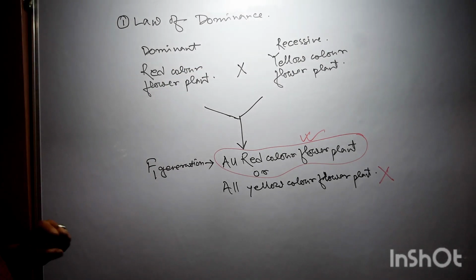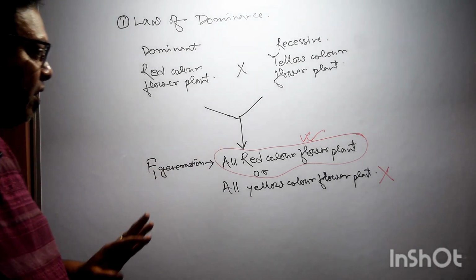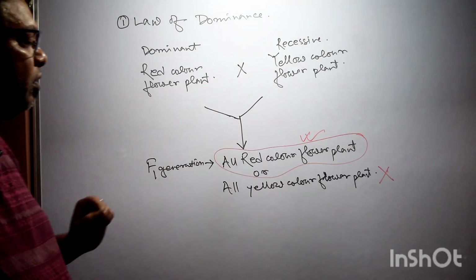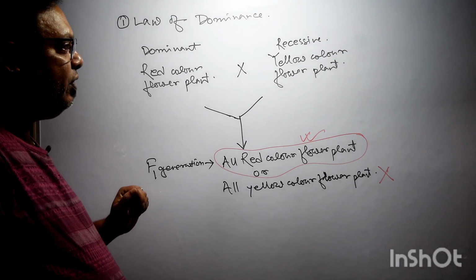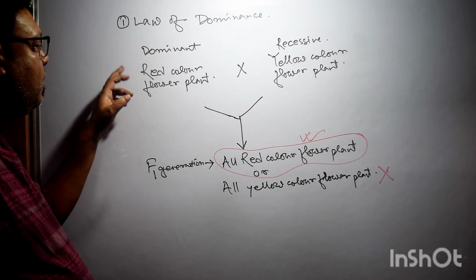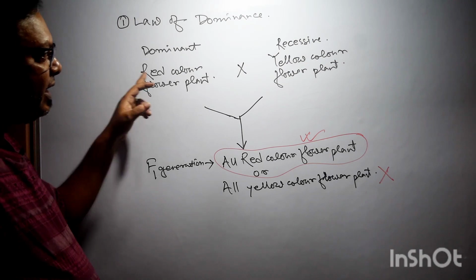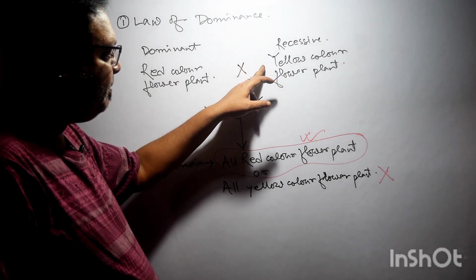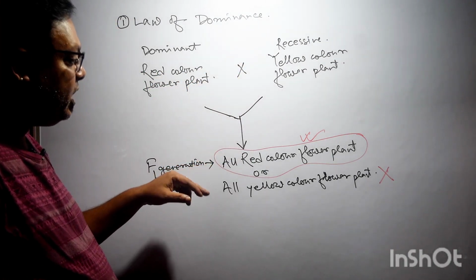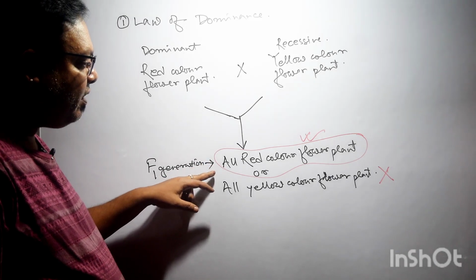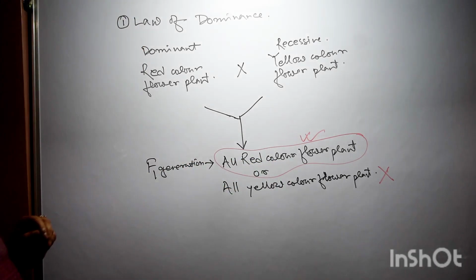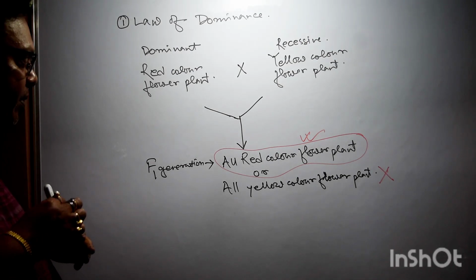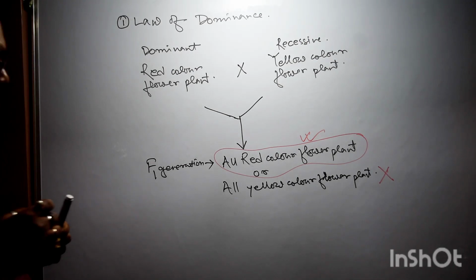Now, all red color flower plants: this is the phenotype. As we know already, the phenotypic character is the visible character. Red color flower is a visible character, yellow color flower is a visible character. In the F1 generation, if we get all red color flowers, this red color also will be a phenotypic character. Now, how to determine the genotypic character of the parent?